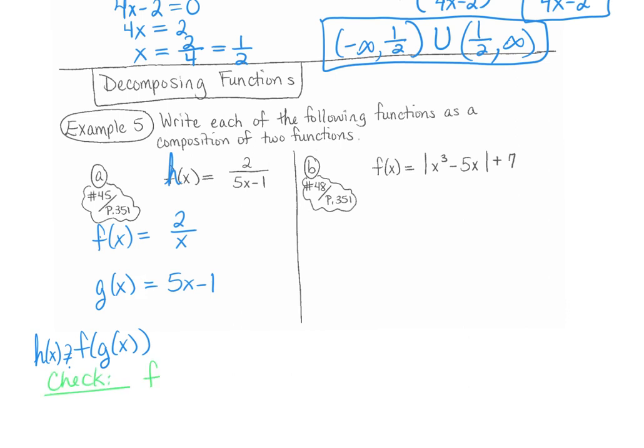So, just to check, if we're using the two functions that we came up with, f of g of x is equal to f of what? What's g of x? 2 over x. What's g of x? 5x minus 1. Good to both of you. And f of 5x minus 1 means we need to take 5x minus 1 and put it in for what? For x in f of x. Good.